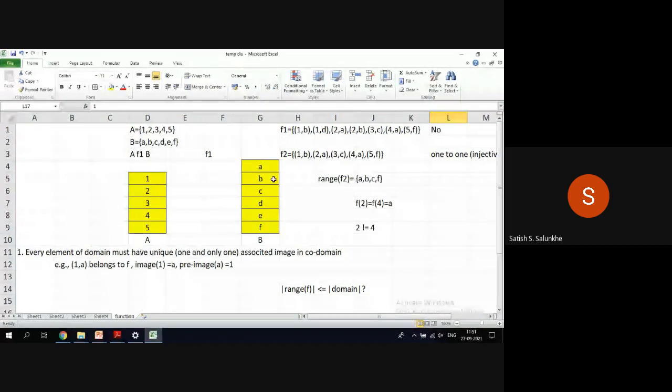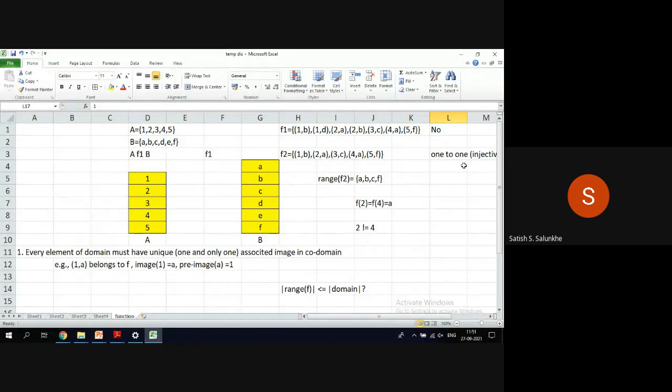Here, 1 comma b, 2 comma a, 3 comma c, 4 comma a, 5 comma f, this is a function. But this is not a one-to-one function because there are two distinct elements, element 2 and element 4 belonging to domain. They are mapped to the same element. This is not allowed in one-to-one. What if every element of A is mapped to only one element of B? That is also a function, but that is not a one-to-one function.